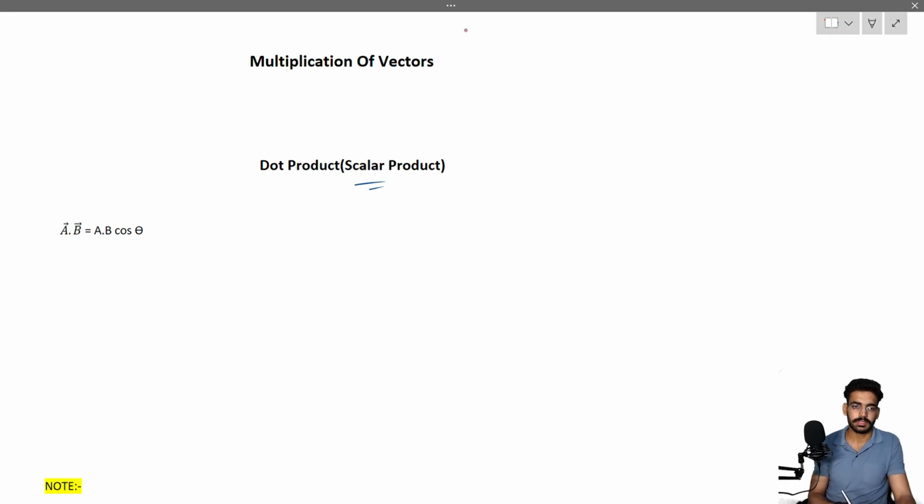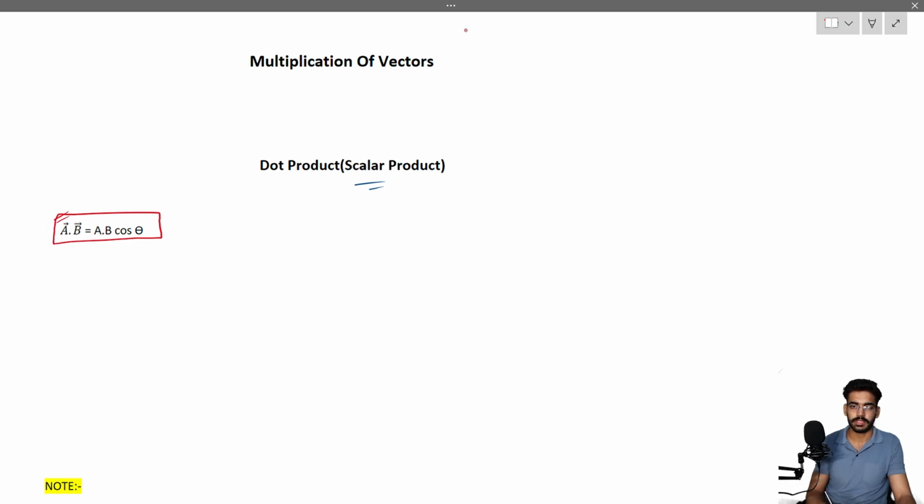So first, how do we define the dot product? If you are doing the dot product of vector a and vector b, then we can write it as magnitude of a into magnitude of b into cos of the angle between them. Simple. This comes out as a scalar quantity, that's why it is known as the scalar product. We are doing scalar multiplication. So a vector dot b vector equals magnitude of a into magnitude of b into cos of the angle between them.